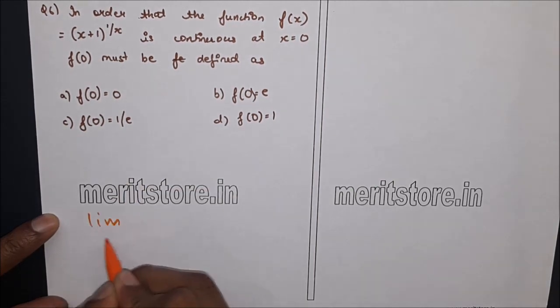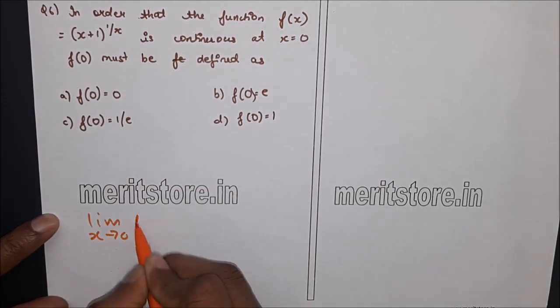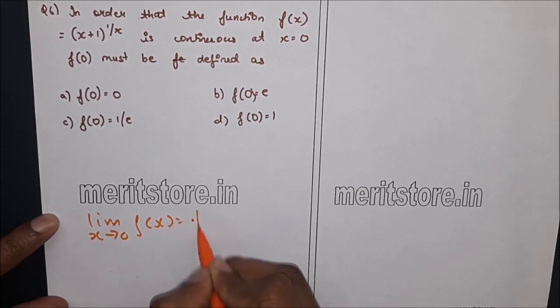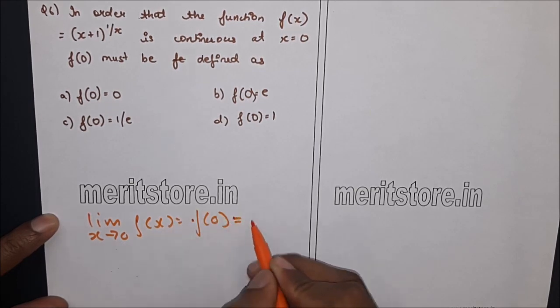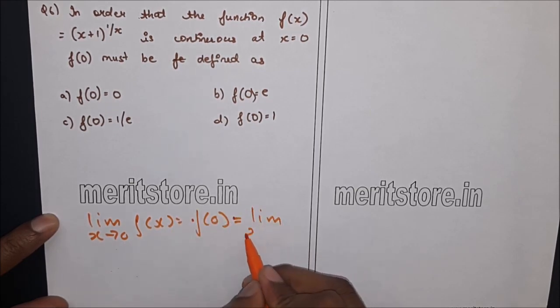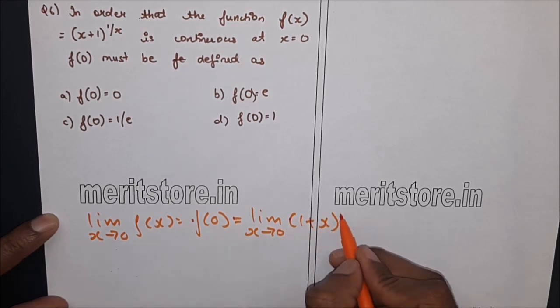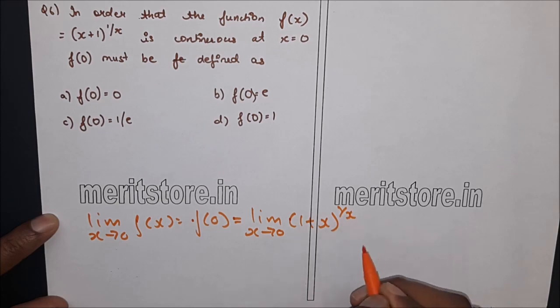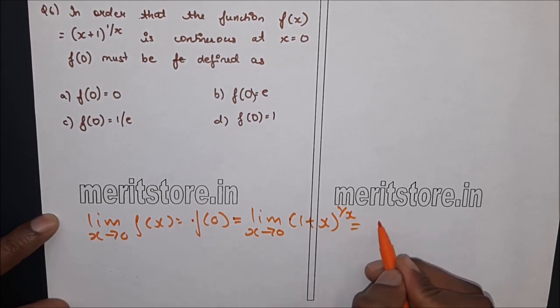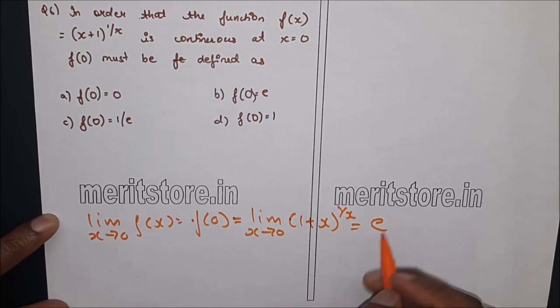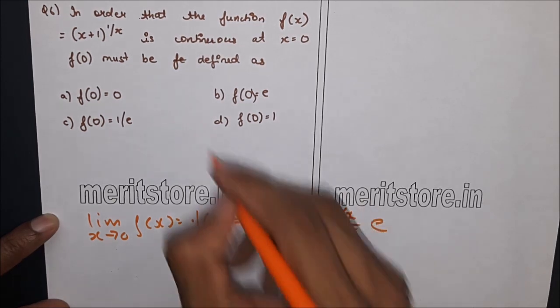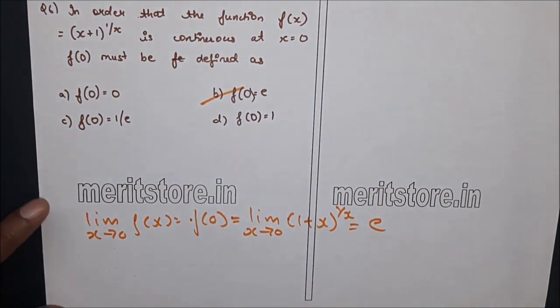Limit x approaches 0, f of x is equal to f of 0, which is equal to limit x approaches 0, 1 plus x raised to 1 by x. If we substitute x as 0, we get e. Therefore f of 0 is equal to e, which is our option B. Therefore option B is the correct answer.